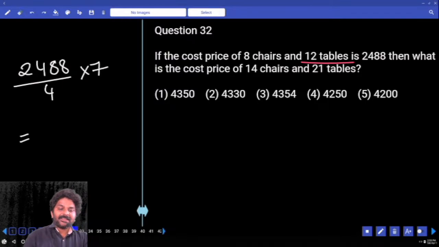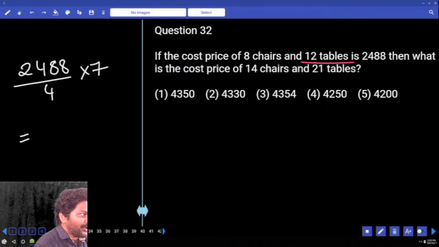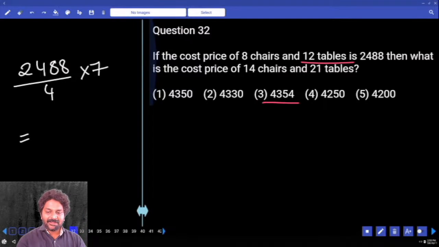Is there any chance of getting a number as a 5 multiple? In your numerators, do you see 5 multiples? Can your answer be a 5 multiple? There is only one. 4, 3, 54 final answer.